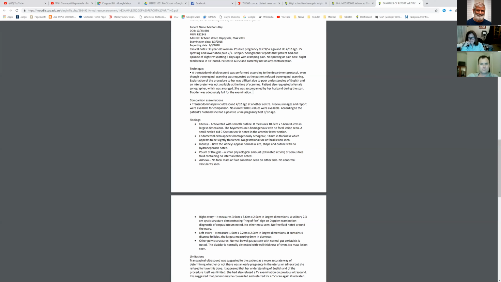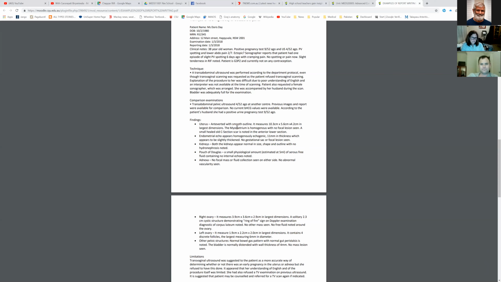I might probably add another sentence here: due to poor understanding of English and being unable to follow instructions, the ultrasound examination was difficult to perform, however, was clinically adequate. Right? If it was not clinically adequate, I wouldn't write another word in the report. I would just say the ultrasound performed was clinically inadequate for interpretation, send the patient back again. I'm not going to report on an inadequate examination.